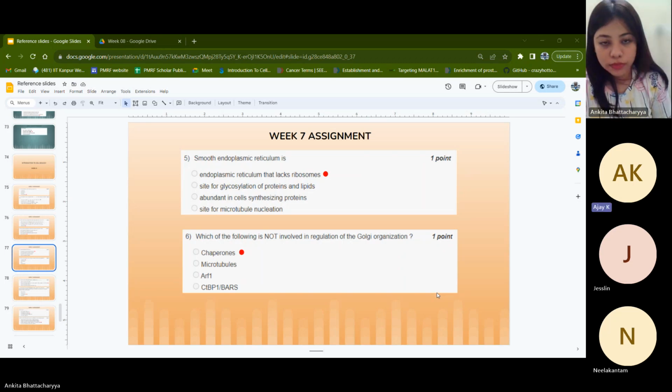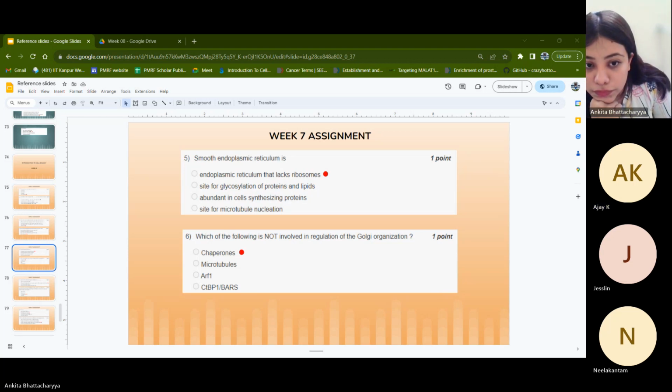Macromolecules, of course, we divide into four parts: protein, lipids, carbohydrates, and nucleic acids. Ribosome, I think, is a part of nucleic acid. Means the second option is also correct, site for glycosylation of lipid. No, no, no. You are not correct.